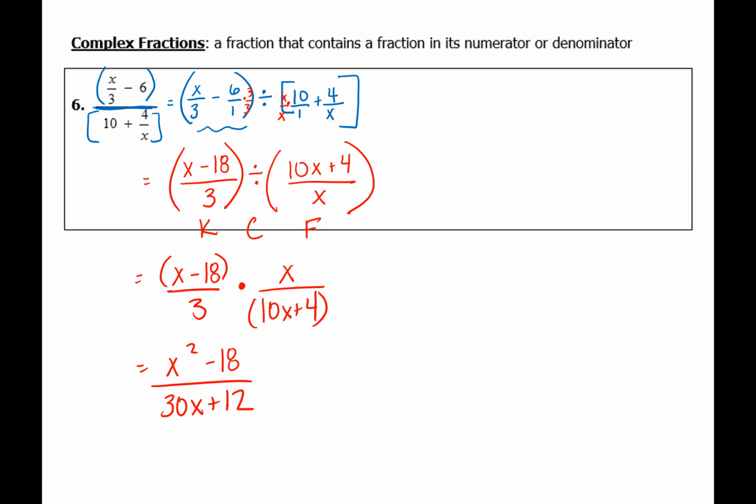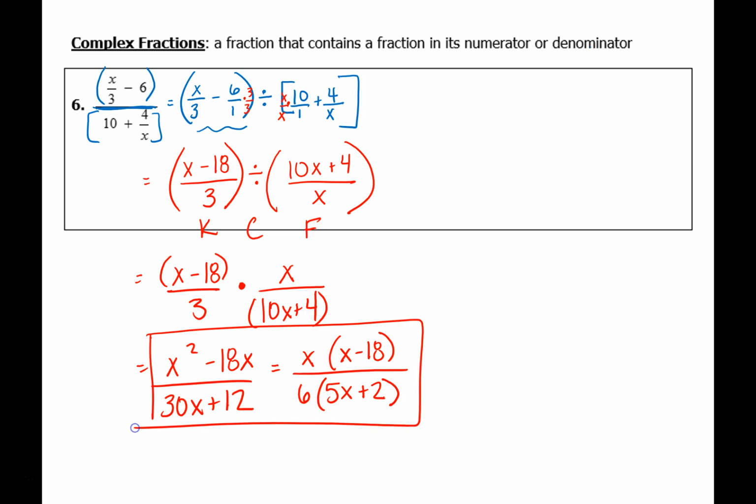Then let's see what we can do. There's an x there. We could take out a GCF of the numerator and the denominator, so let's do that and see what it looks like. When we take out an x, it leaves us with x minus 18 in the numerator, and in the denominator we can take out a factor of 6. When we divide both of those by 6, that gives us 5x plus 2. And that doesn't simplify at all, right? There's nothing that divides out there. So you could leave your answer in either one of those two formats as your final.